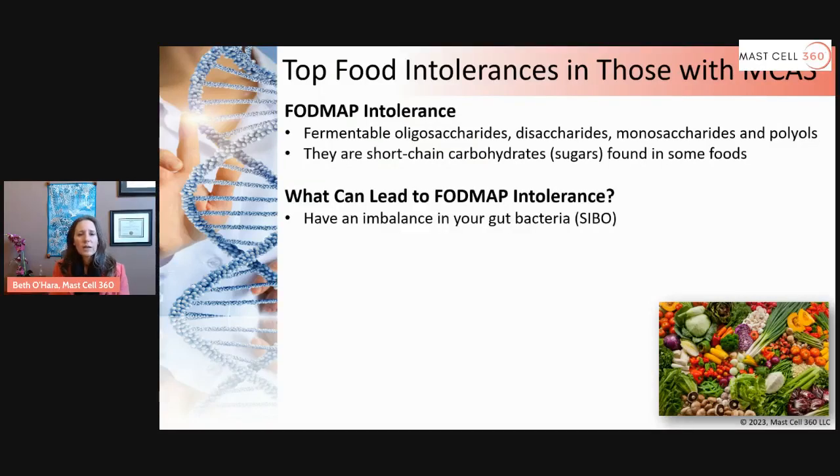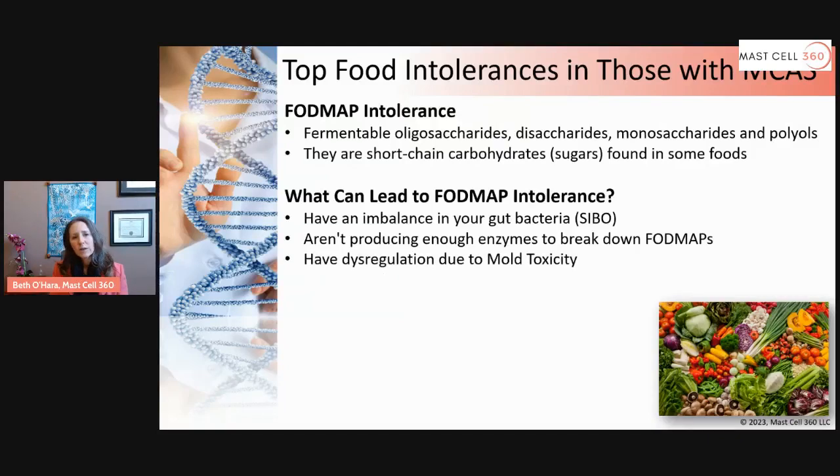So what leads to that? So SIBO contributes to that. And if we're not producing the kinds of enzymes in our guts that break down FODMAPs, and mold toxicity adds to the load of all of these things.